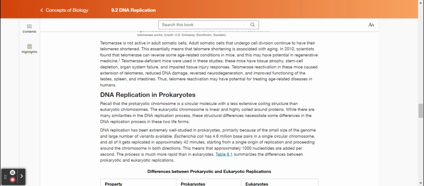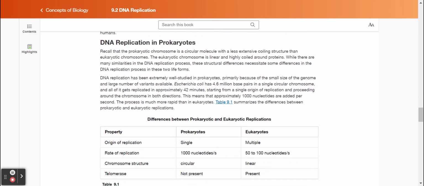Telomerase-deficient mice were used in these studies. These mice have tissue atrophy, stem cell depletion, organ system failure, and impaired tissue injury responses. Telomerase reactivation in these mice caused extension of telomeres, reduced DNA damage, reversed neurodegeneration, and improved functioning of the testes, spleen, and intestines. Thus, telomere reactivation may have potential for treating age-related diseases in humans.